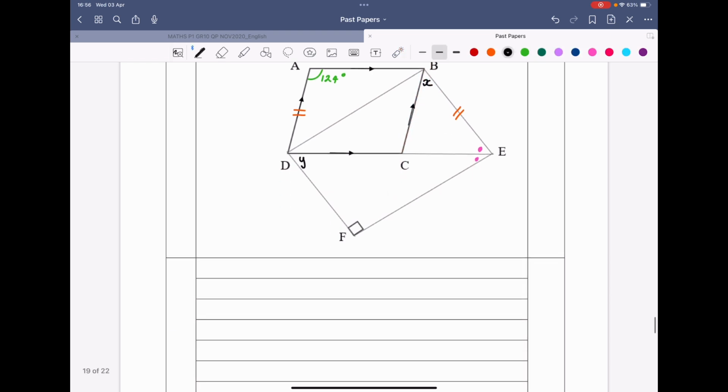Okay, so I'm going to start with BC being equal to AD, and that is opposite sides of a parallelogram, and therefore BC is equal to BE, since BE equals AD, which was given.